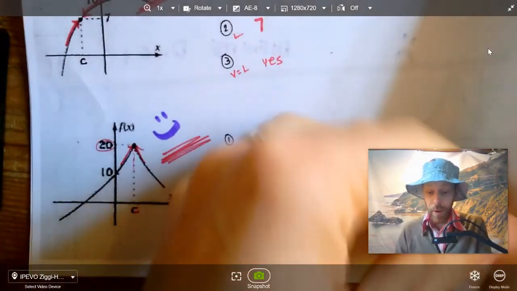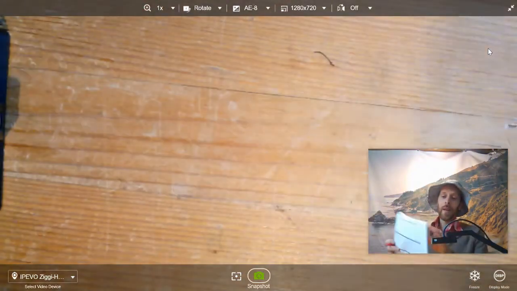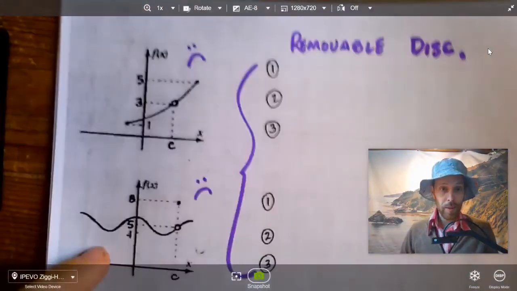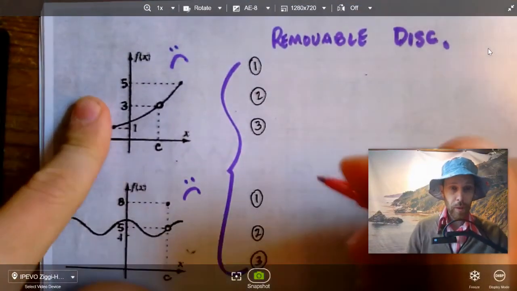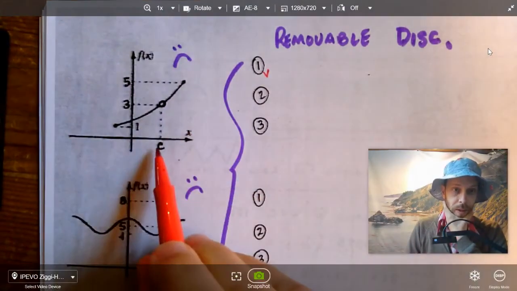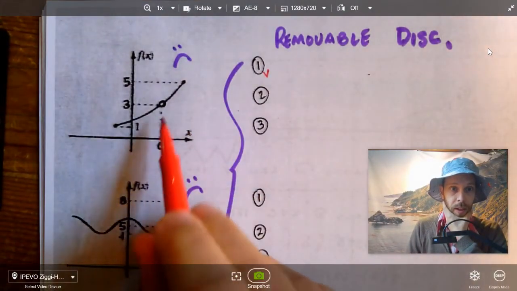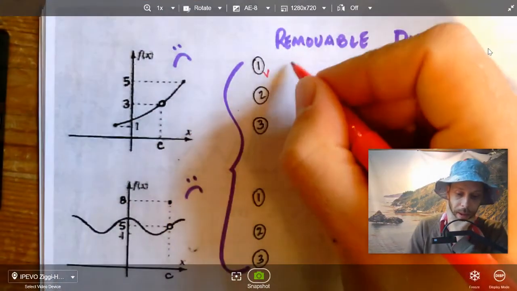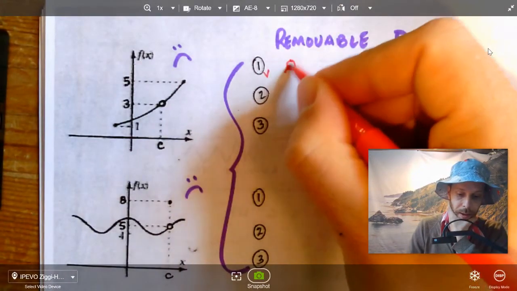Now, the more interesting ones are on the next page. Let's look at the ones that are discontinuous. Okay. Take a look at the first one. If I asked you, does this function have a value at C? You would say, when I plug in C, there's a hole. So the value would be undefined.